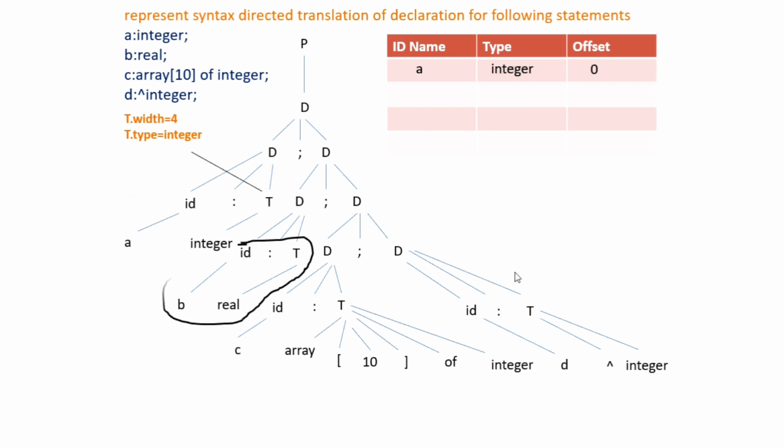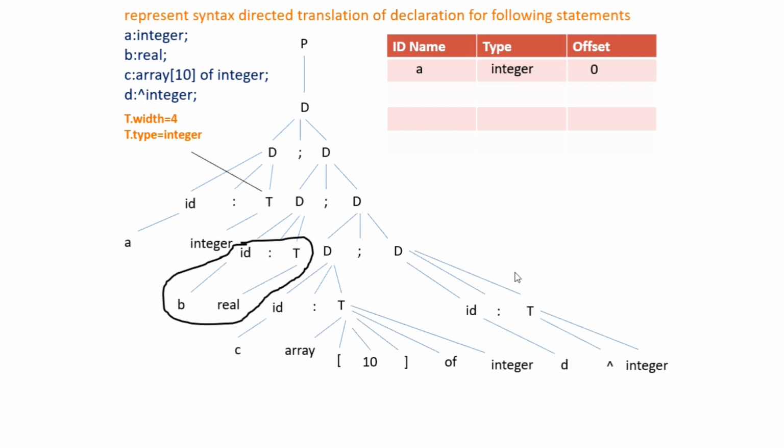The next one is here. So this is ID tends to real. So ID is B and the data type is real. Now obviously the integer data type width is 4. Now the next offset should be 4 here. 0 plus 4 should be 4.